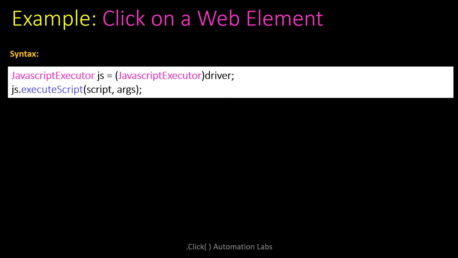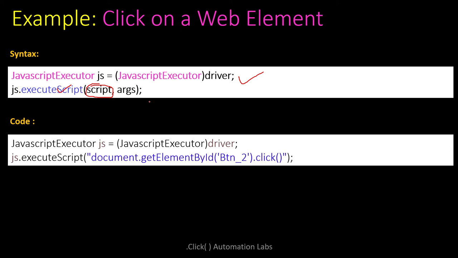And this is the syntax. This is the object which we created, and script dot execute script, and your script goes over here. So we need to see what script we need to use to click on a web element. Here, this is the same code. This is the first one where I created an object. We have just seen this example, and js.execute script, and focus more over here. This is a JavaScript which can be used to click on any web element.